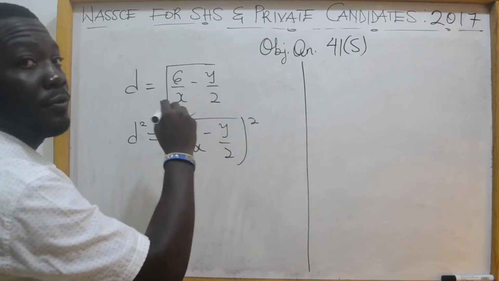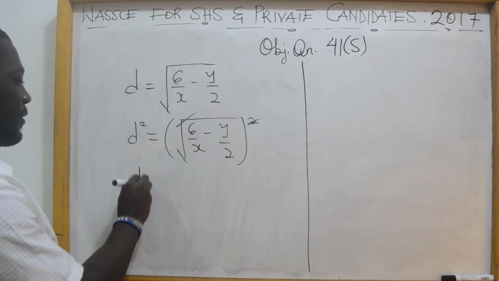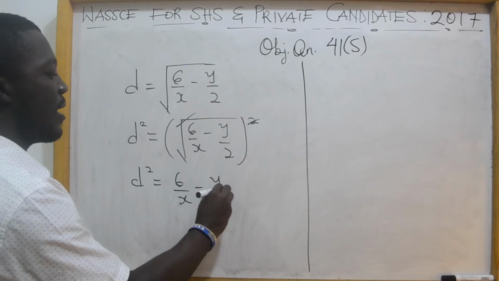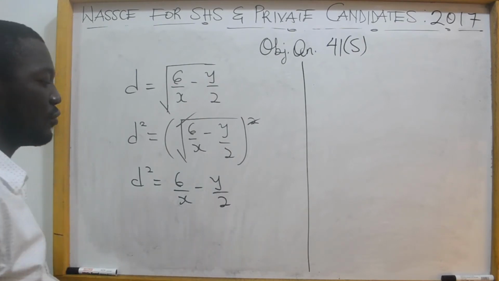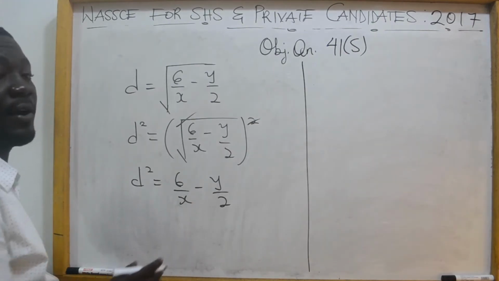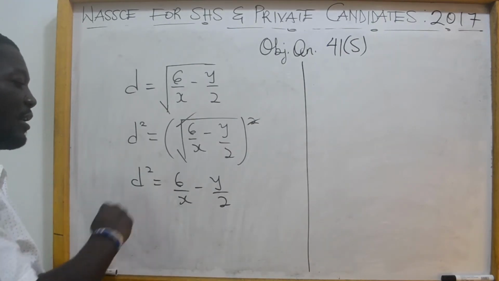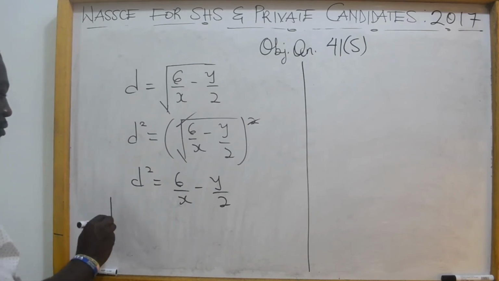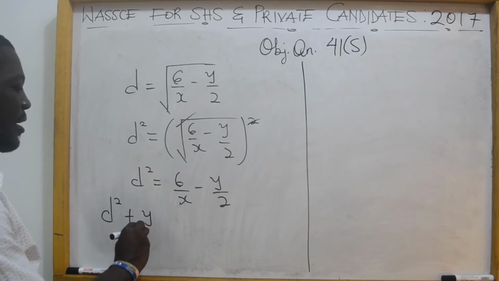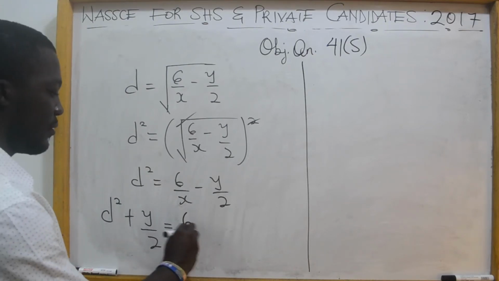And the square root will take away the square here. We will be left with d squared is equal to 6 over x minus y over 2. There is only one term with the variable x. So the term without the variable x will be transposed to the left hand side. And by so doing, we are going to obtain d squared plus y over 2 is equal to 6 over x.